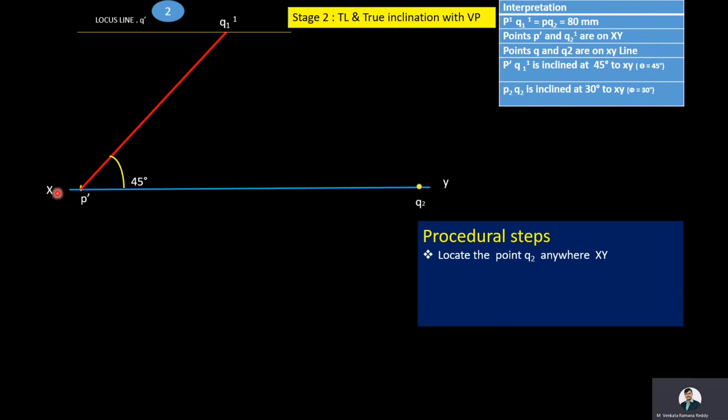After that, as it is mentioned in the problem that one end of the line, say P, is on HP, and another end of the line, say Q, is on VP, that means P dash falls on the XY line and Q2 falls on the XY line. So this XY line becomes the locus line for P dash as well as Q points. After that, at Q2 with true inclination, say 30 degrees, and with true length, say 80 mm, draw an inclined line in the downward direction and name the end point as P2.